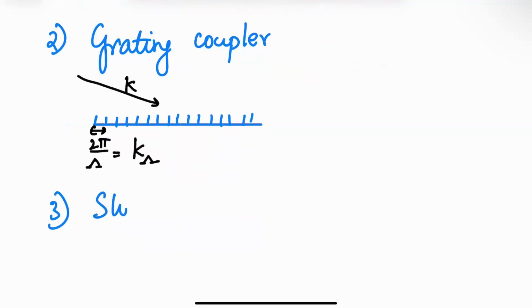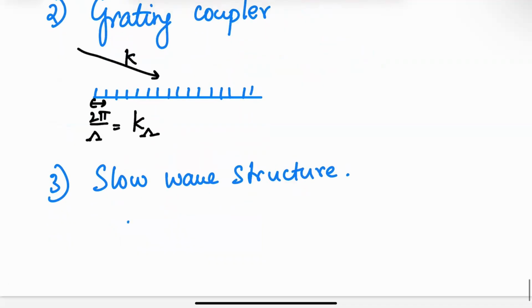And the third one is using a slow wave structure. So what is a slow wave structure? It's a structure that can slow down the speed of light. And since k is omega over v, where v is the velocity, if I slow it down, then essentially k can be large, and then you can probably phase match to the evanescent wave. So there are three ways. We'll just deal with the first way today, in this course at least, which is using a dielectric.